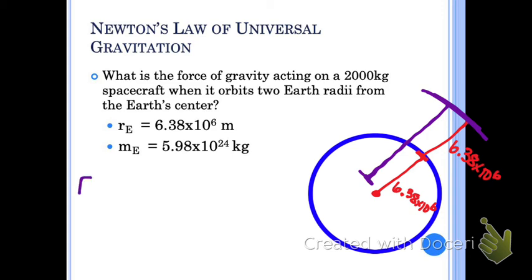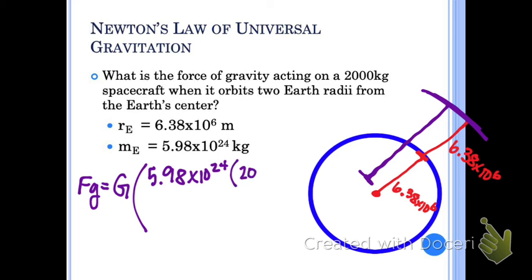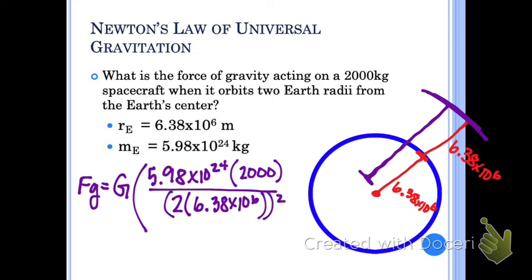Okay, so when we look at our equation, it would be FG equals big G times the mass of the Earth, 5.98 times 10 to the 24th. Usually I'll give that to you, but I think it's a good one for you to memorize and be familiar with. Put it on your equation sheet. Times M2, which is 2,000 kilograms. That's the mass of our satellite or spacecraft. Over the radius. So now our radius is not just 6.38 times 10 to the 6th. It's 2 times 6.38 times 10 to the 6th, and then we square that whole term. Does that part make sense?